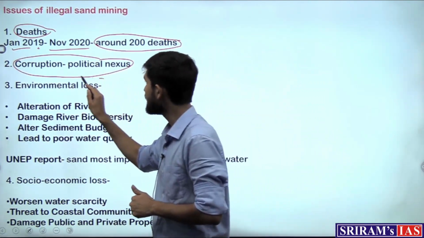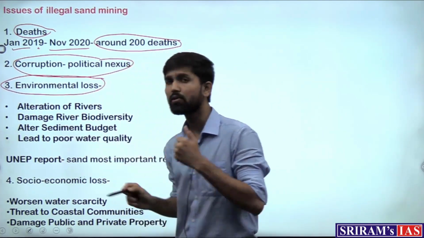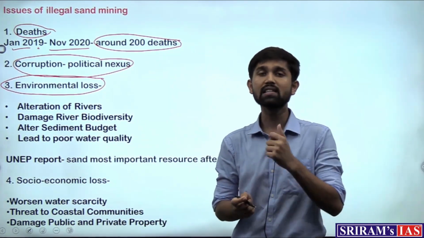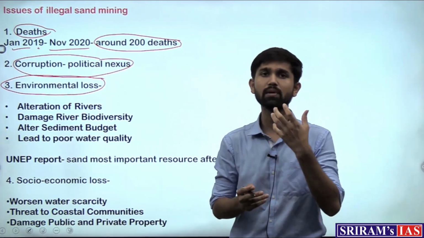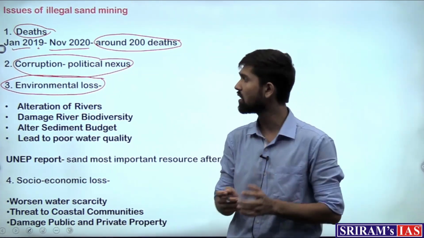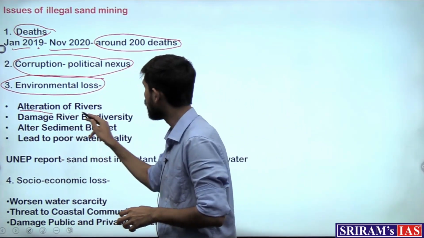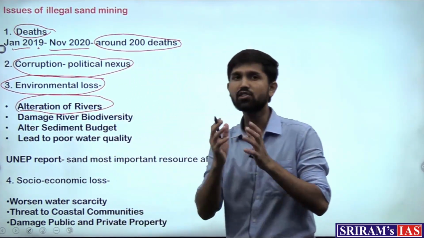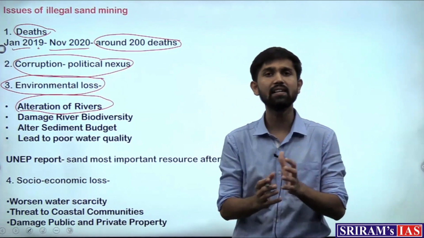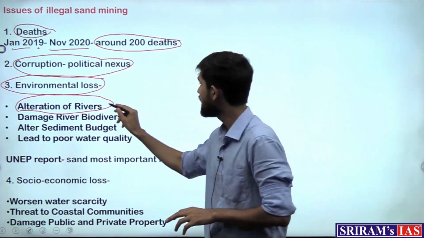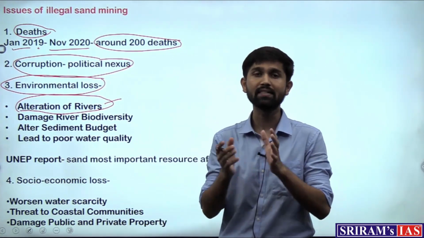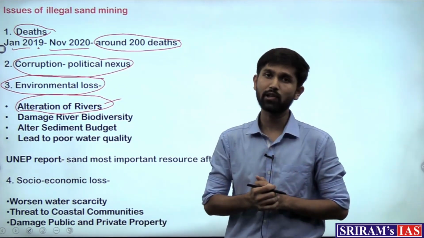Third, and most important from our examination point of view, is the environmental loss which results from this unsustainable illegal sand mining. How does it occur? It alters the course of the rivers. When such vast amounts of sand are taken out from the rivers, it alters the course of the river, and that is never good for the health of the river.